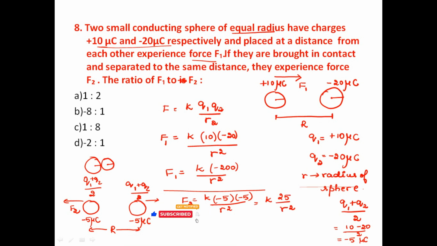So the forces are F1 and F2 that were calculated. What we have to find is the ratio of forces. What is the ratio of F1 to F2? I'll write F1 by F2. I can directly cancel here. K cancels. R square cancels. F1 is minus 200. F2 is 25. You are going to get minus 8 by 1. F1 is to F2 is equal to minus 8 is to 1. The correct option here is minus 8 is to 1.